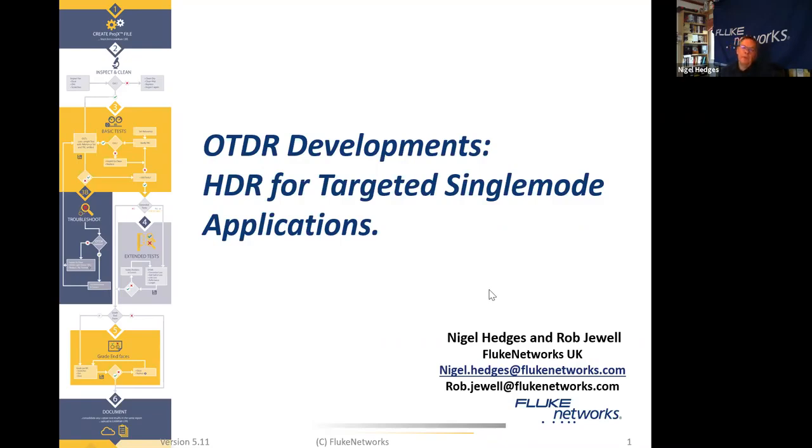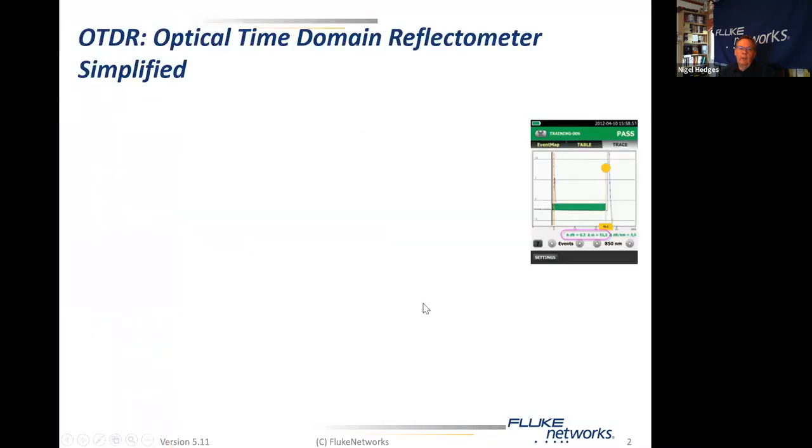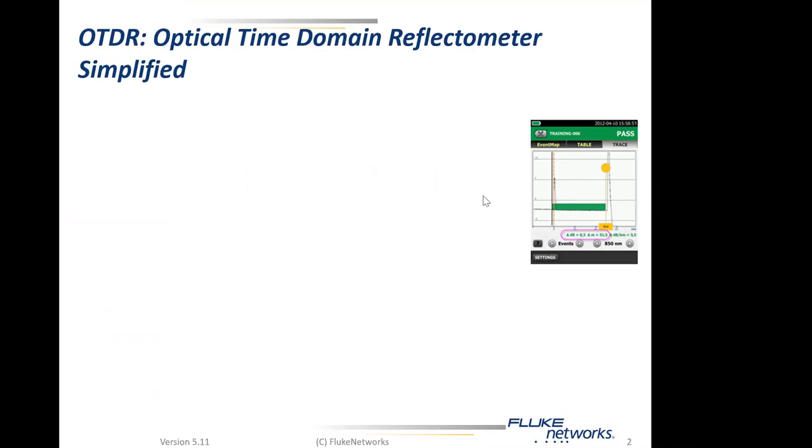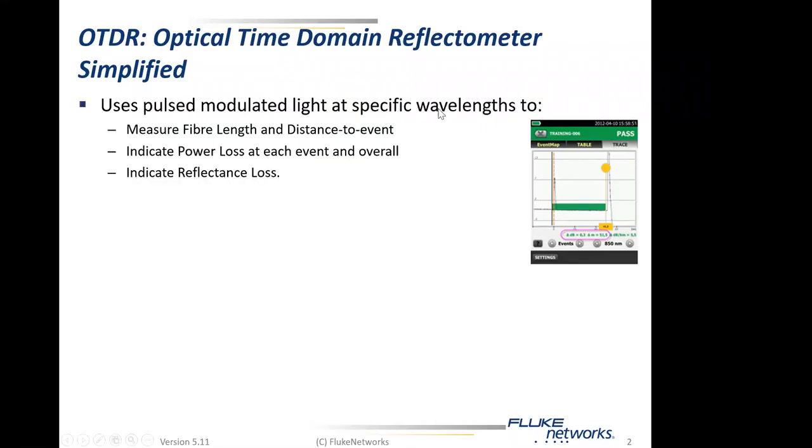So let's step forward swiftly and look at a simple explanation of an optical time domain reflectometer. We try and simplify that, and we say an OTDR uses pulsed modulated light at specific wavelengths, those are the same wavelengths at which data is transmitted, to measure fiber length and distance to event, or whatever happens on the fiber, whatever impacts the performance of the fiber is measured in terms of distance away.